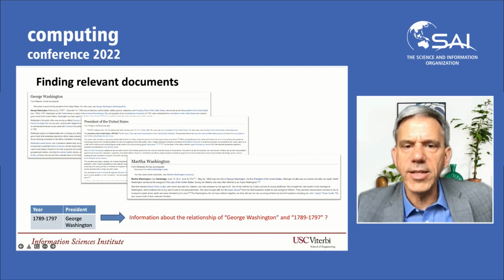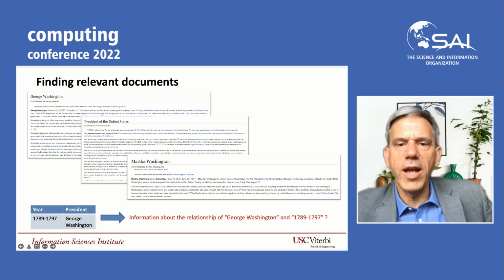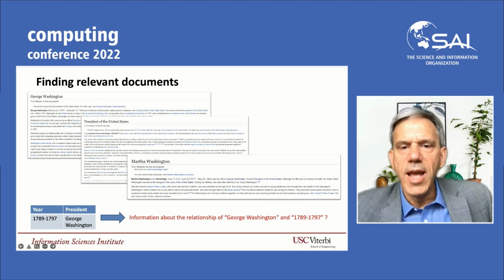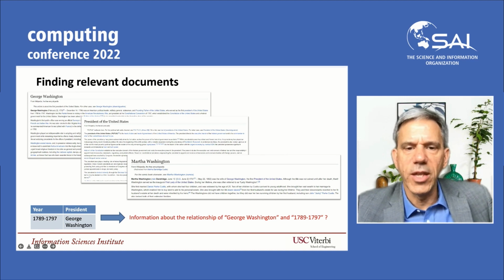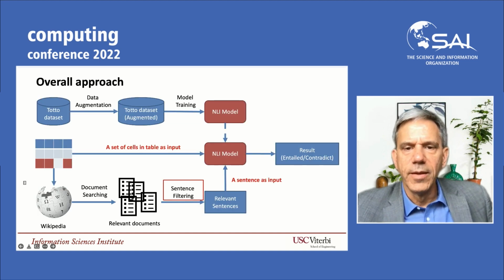Okay, so once we've run that step, we essentially find a set of relevant documents. In this case, it's going to find documents like these shown here, one about George Washington, another maybe about President of the United States, maybe another one about his wife, Martha Washington. Essentially, we're going to get all these documents that have something about this relationship between George Washington and the year he was president. It probably means that both of those terms show up somewhere in the document. Okay, then the next step is the sentence filtering.